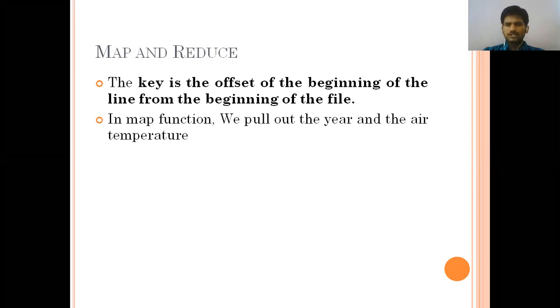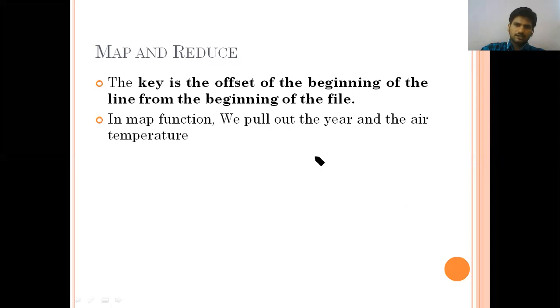we will pull out the year and air temperature. So in our mapper function, the key-value pair should be the year and the temperature. For a particular year, what is the temperature? Please remember how the mapper function works. For example, in 1925, what is the temperature? For example, it is 80 or 90, some number we are going to mention.